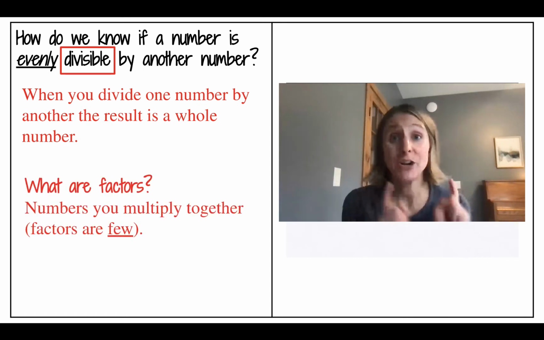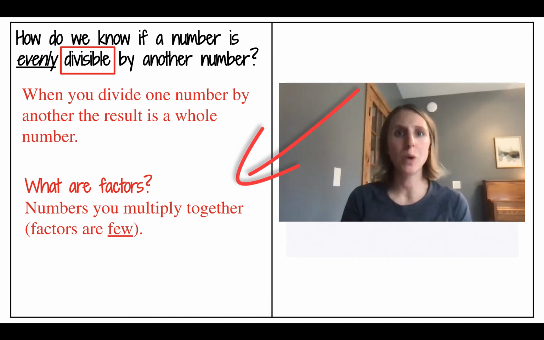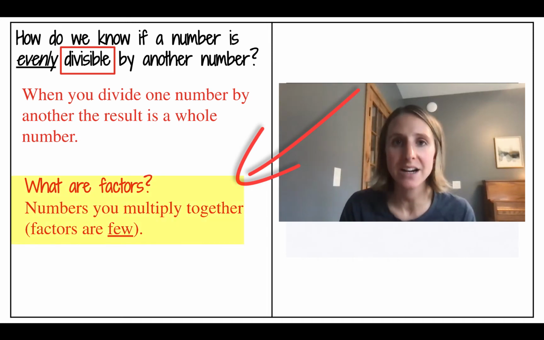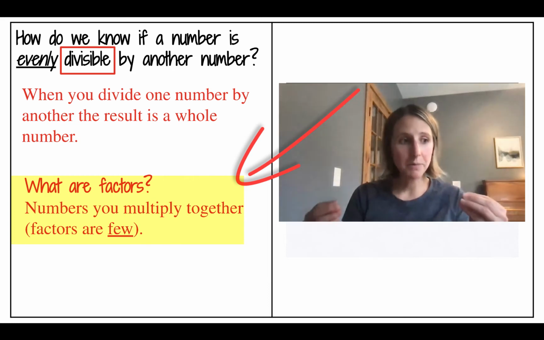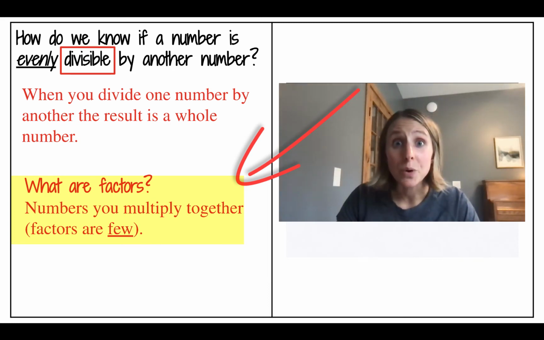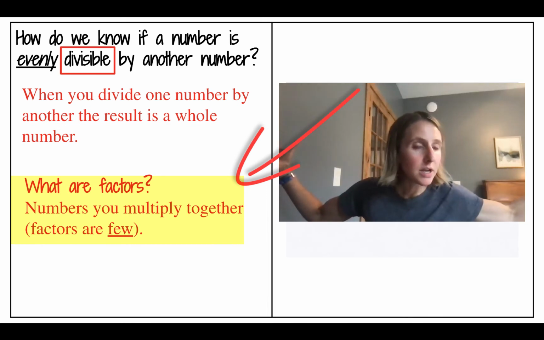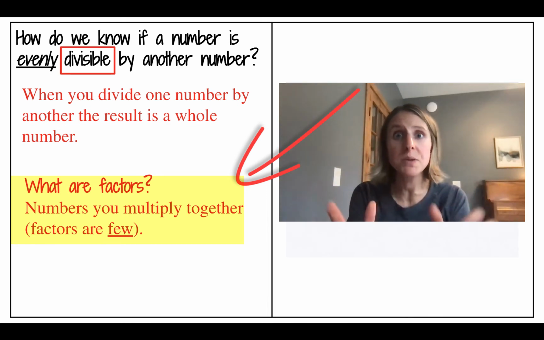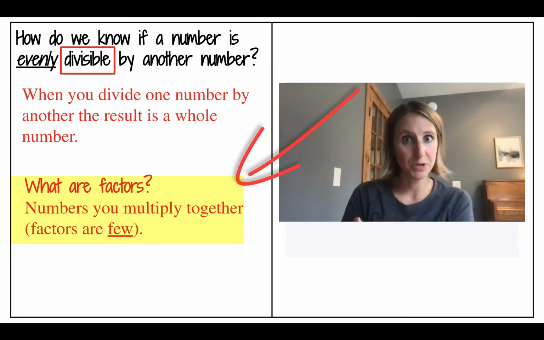Here's the other part. Now you will not see what I just clicked in. You're not going to see that on the left-hand side. I want you to write it down though. What are factors? You're going to hear that word used a lot today. Factors are the numbers you multiply together. An easy way to remember that is factors are few. Multiples are many. Multiples go on forever, right? It's your skip counting. Those are your multiples. The factors are what you multiply together to get those multiples.